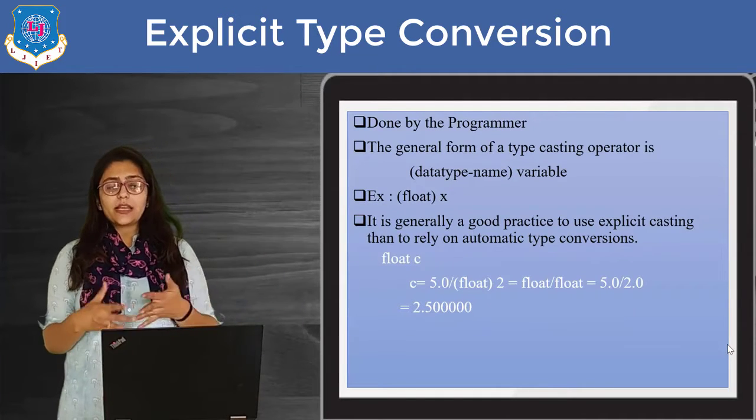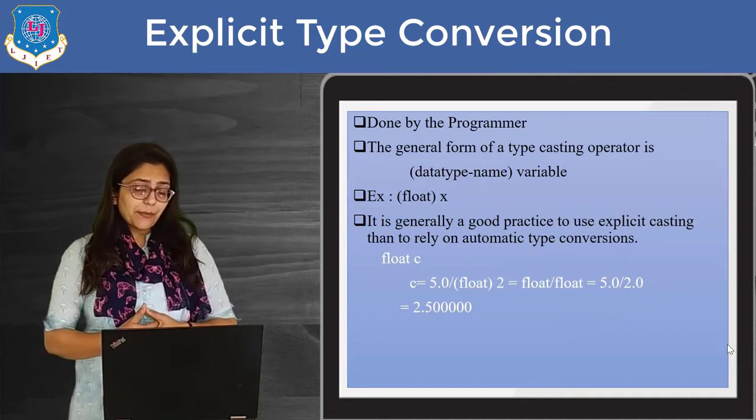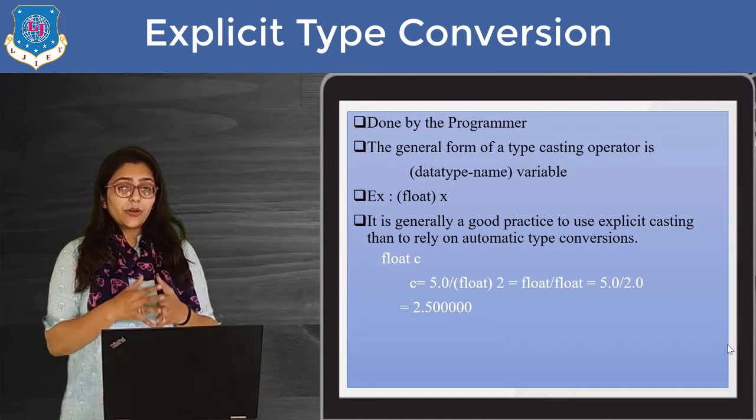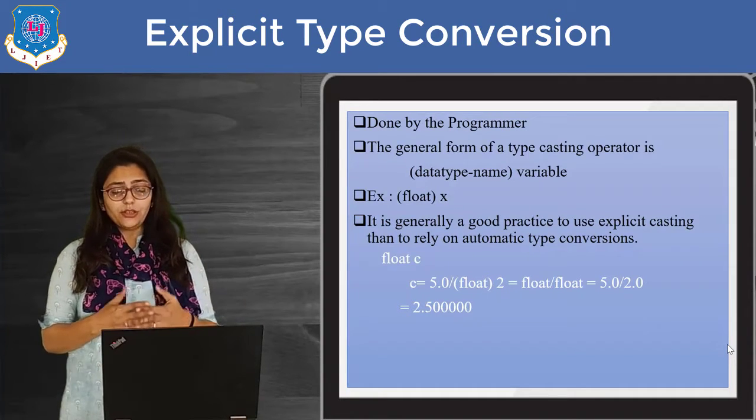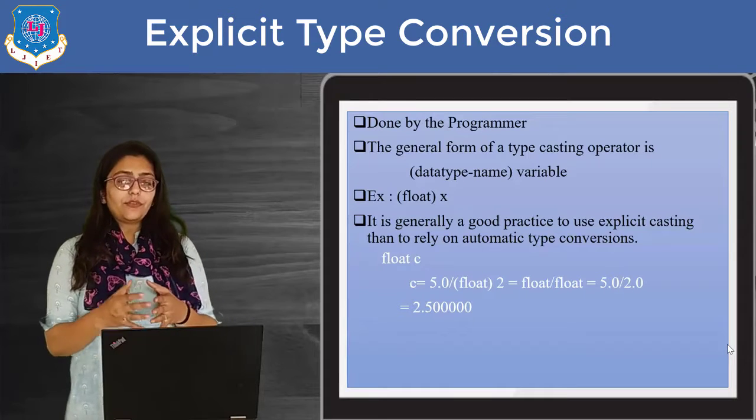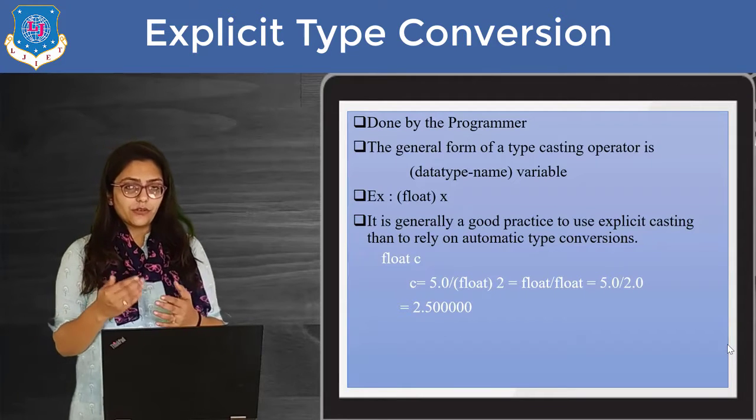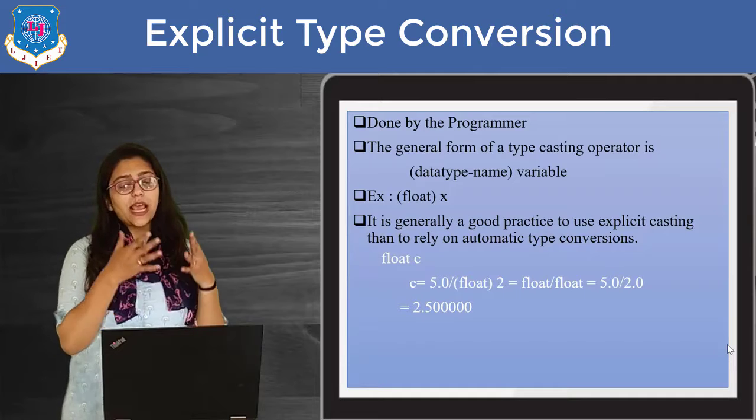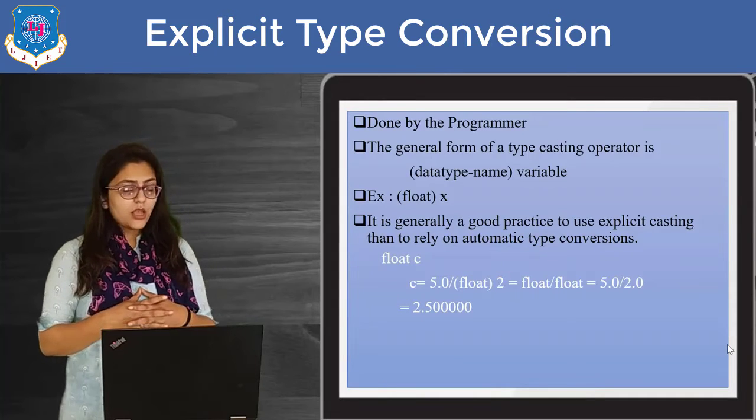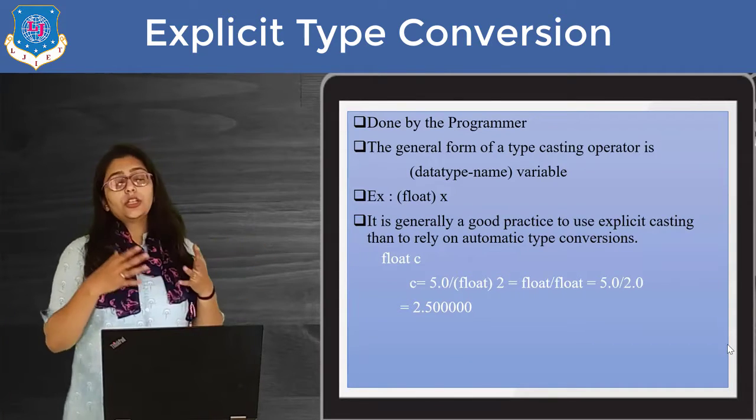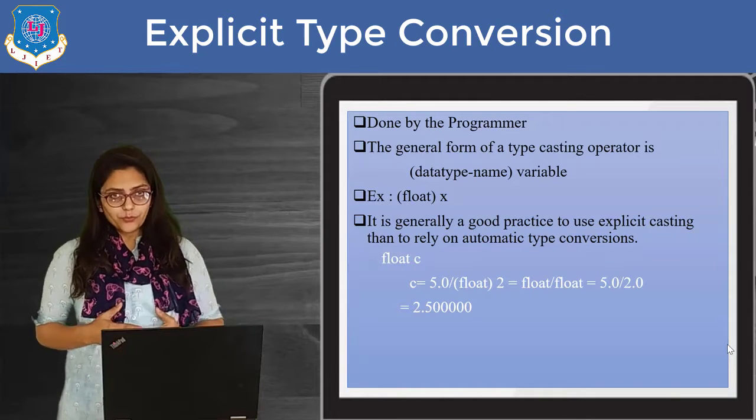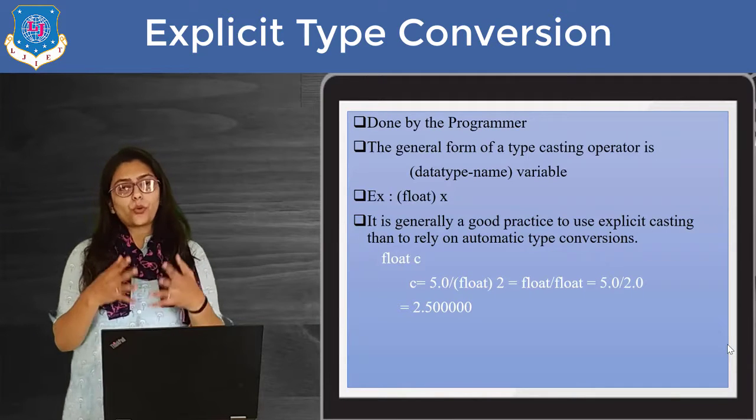Now then what exactly is explicit type conversion? There is another word for this type of conversion, that is typecasting. So whenever you hear the word typecasting, it is associated with explicit type conversion. In explicit type conversion, the programmer is going to do the job. So the programmer is going to write code for that.